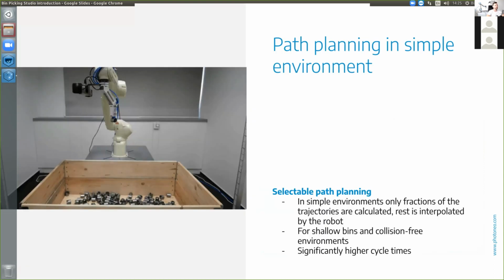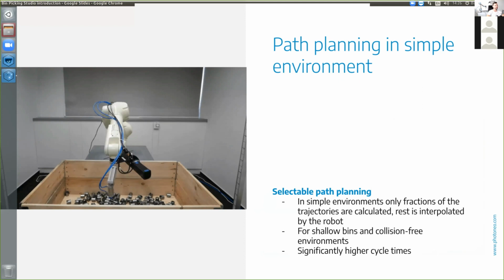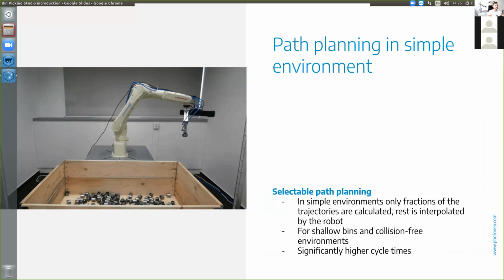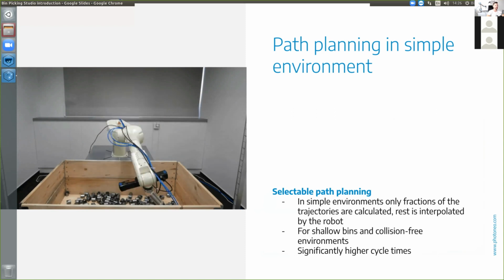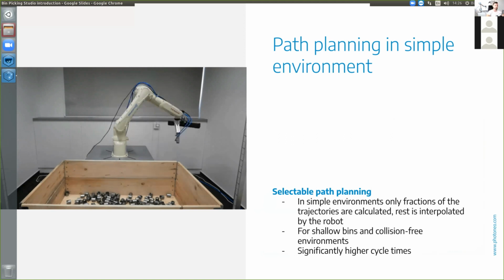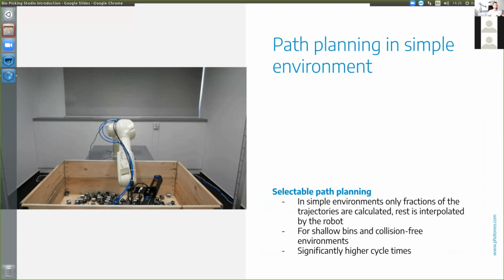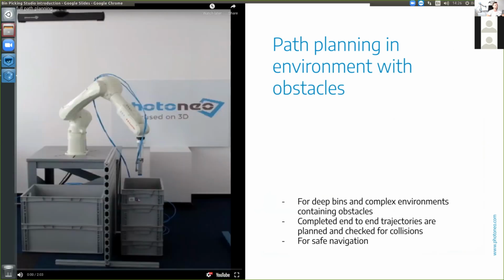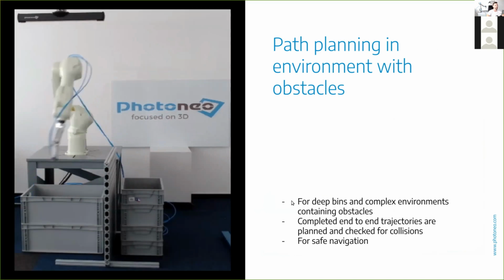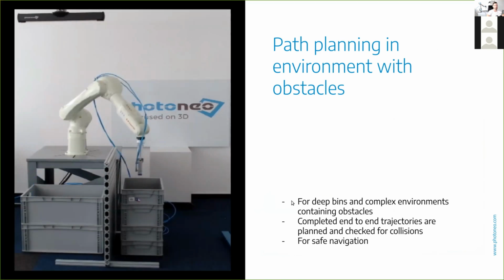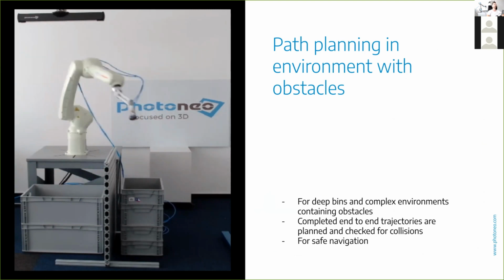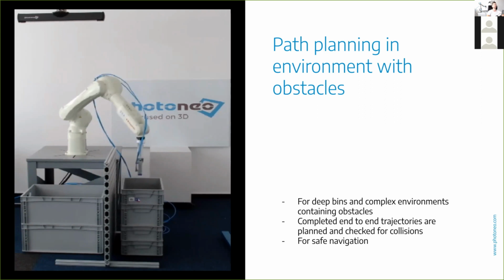For that, we have path planning in a simple environment, which you see in this animation. The robot is reaching into the bin and avoiding everything with its own kinematic chain, right? And this is more advanced path planning, where you can literally see the robot avoiding this wall in a complex manner. This is for deep bins, and you have full path planning, and the robot avoids this obstacle every single time.